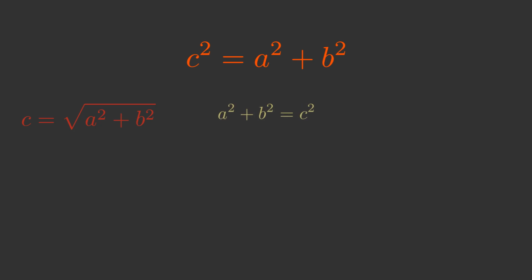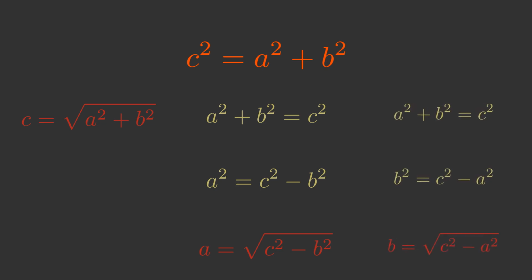To find side A, we first swap the sides of the equation. Then we subtract b squared from both sides, giving us a squared equals c squared minus b squared. Taking the square root of both sides gives us a equals the square root of c squared minus b squared.